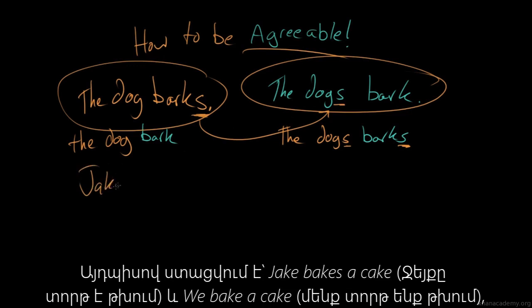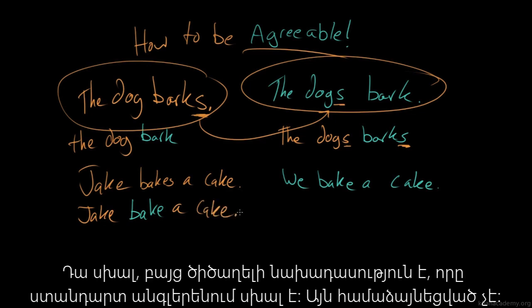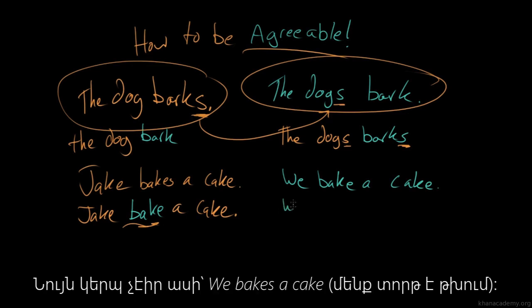So, Jake bakes a cake. We bake a cake. Not Jake bake a cake. Which admittedly is a fun sentence to say, but in standard English, this is not correct. It doesn't exhibit what we call agreement. Similarly, you also wouldn't say we bakes a cake.